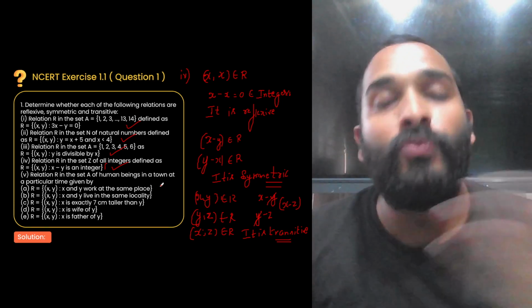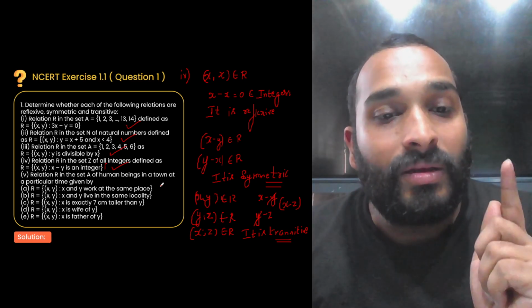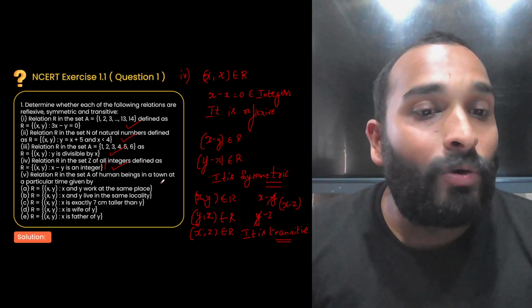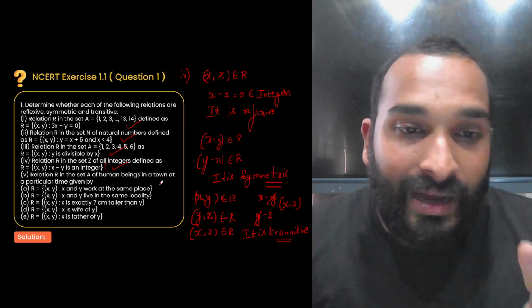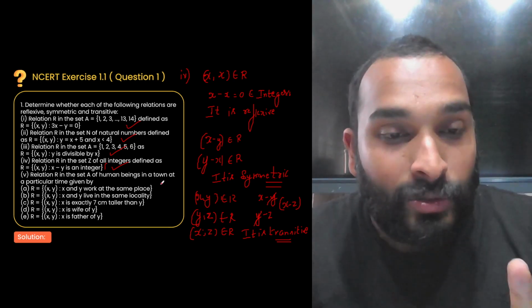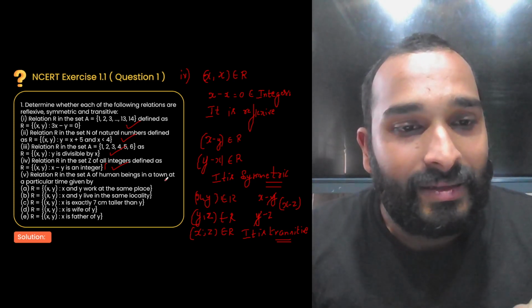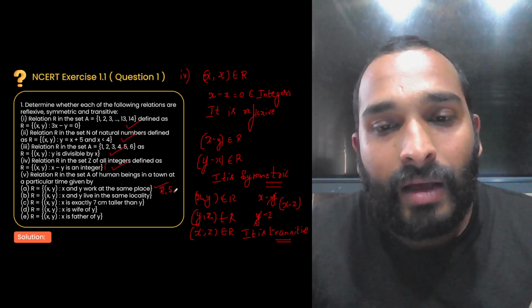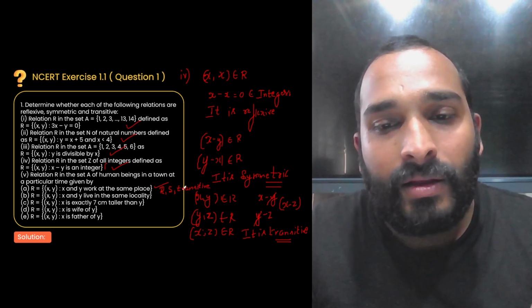If you take three elements also who work in the same place, suppose you take an example, x comma y belongs to the set, correct. Now x comma y works at the same place, y comma x also works at the same place, correct. Now if x comma y works at the same place and y comma z also works at the same place, then tell me, children, x and z also works at the same place. Is that true? Yes. So this is reflexive, symmetric and transitive.